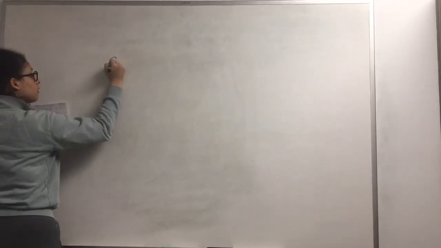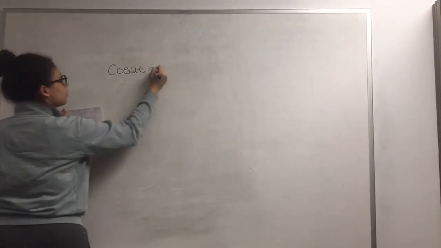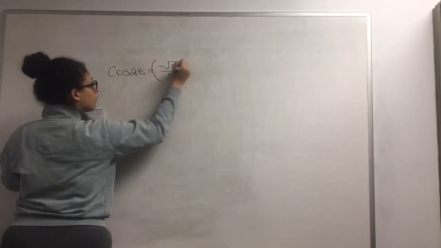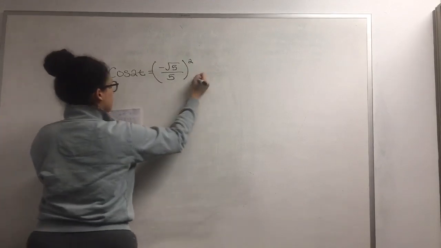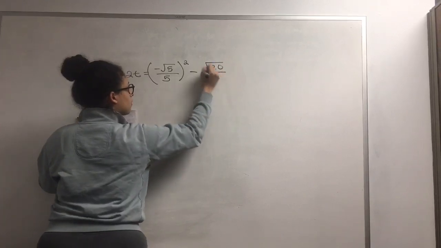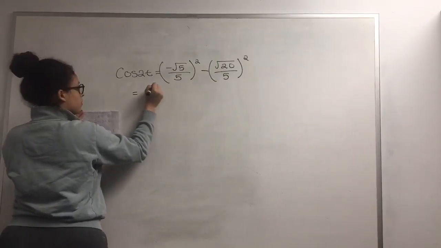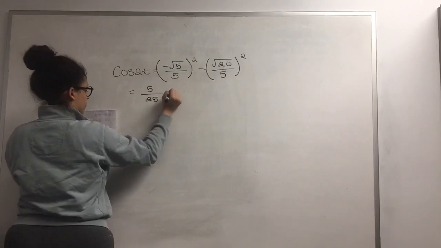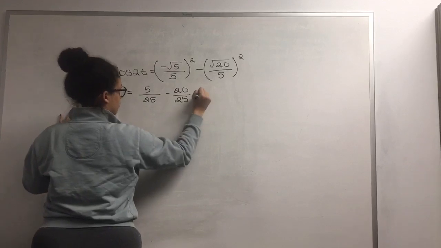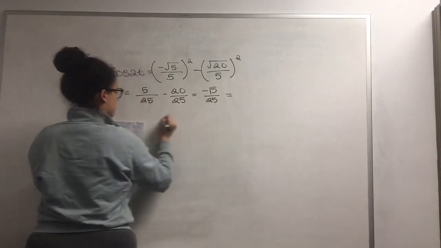Now on to cosine 2t. To find cosine 2t, we have to do cosine squared minus sine squared. Cosine is given to us as negative square root of 5 over 5. We square that, minus our sine, which was the square root of 20 over 5, squared. This turns into 5 over 25 minus 20 over 25, which then becomes negative 15 over 25 and simplifies to negative 3 over 5.